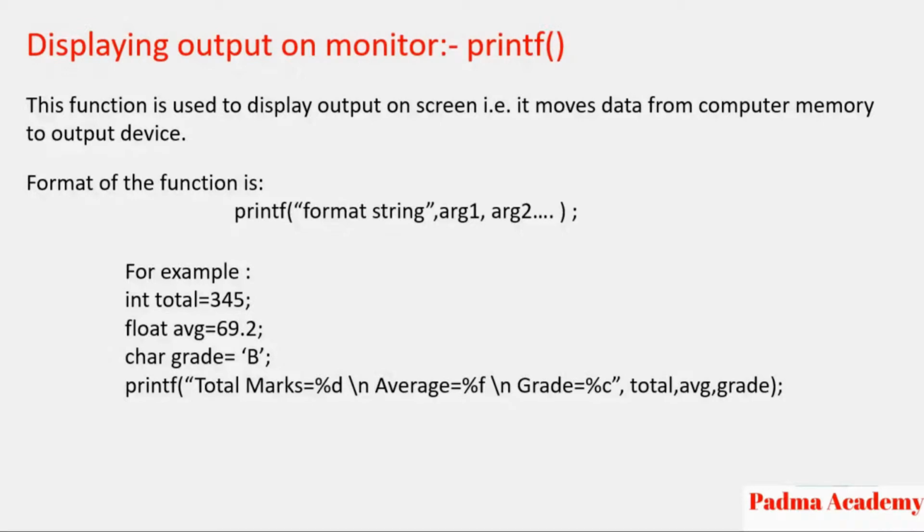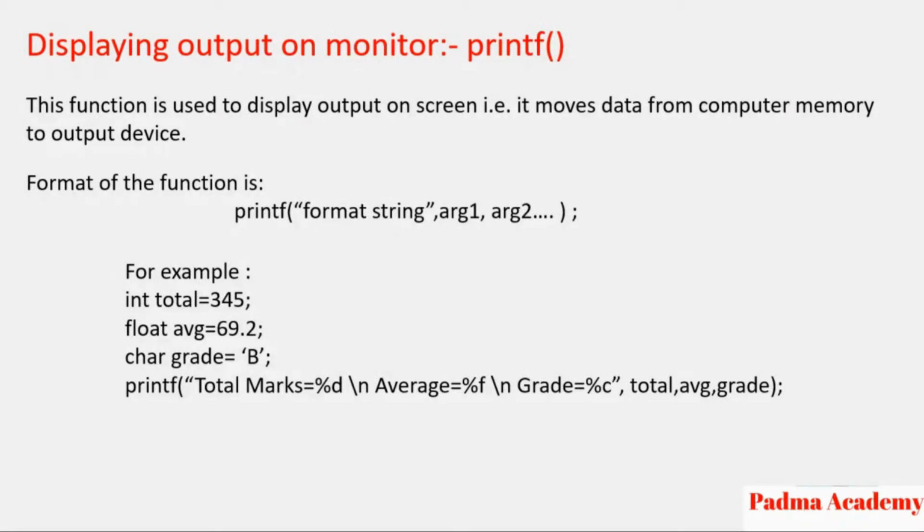In the previous tutorial we have already discussed the conversion specifier, so no need of discussing it over here. So this is %d over here, \n, this is an escape sequence character, average is equal to float, that is %f, \n, grade is equal to %c, that is character.